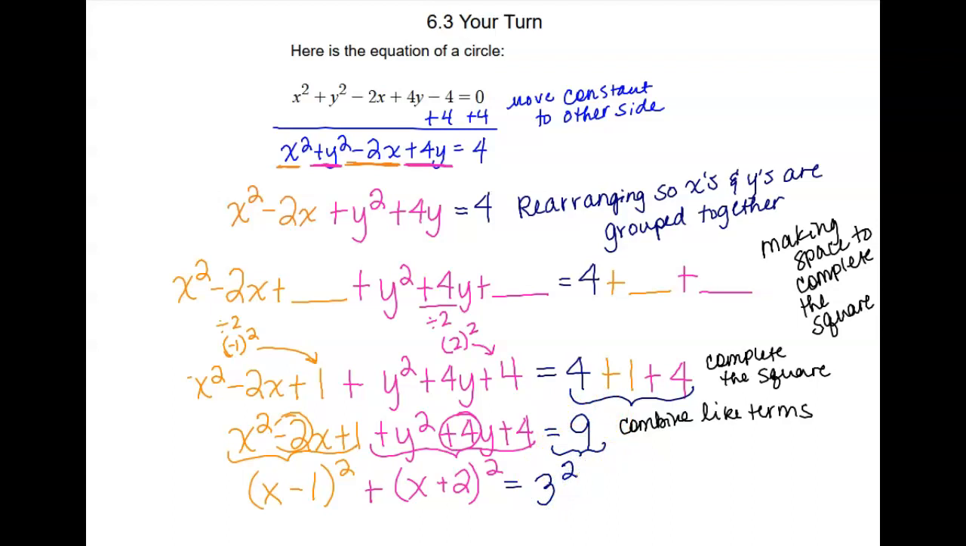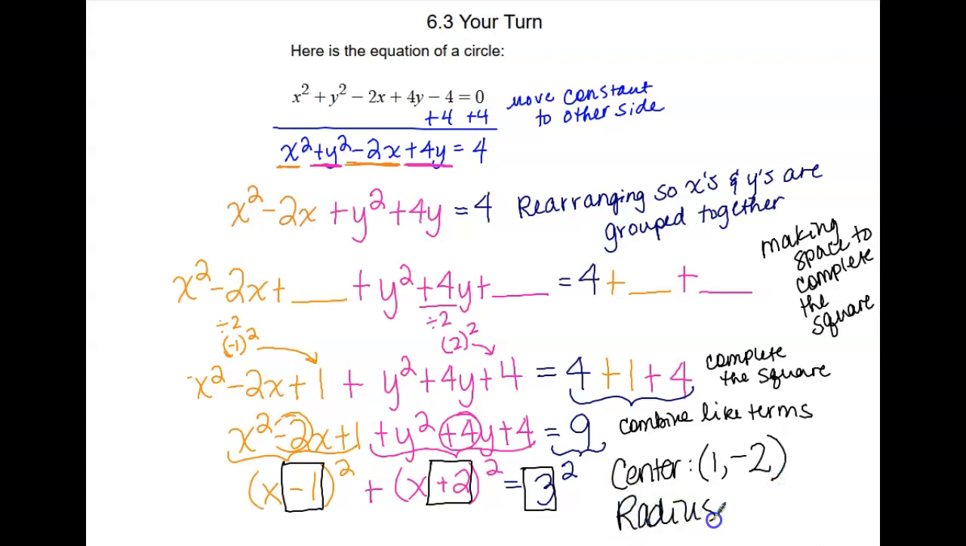So here's where we get our center and our radius. These 2 right here, remember we have to change the sign, that will give us our center. This number right here, just this part, not the squared, is what our radius is. So our center is +1, because remember we have to change the sign, and -2, because remember we have to change the sign, and our radius is 3.